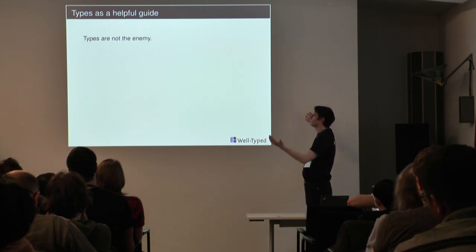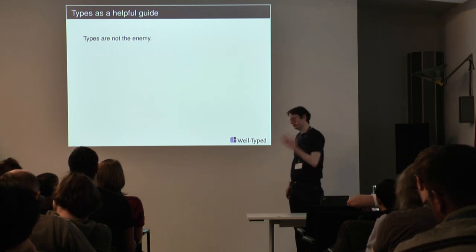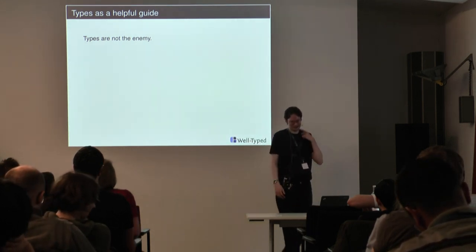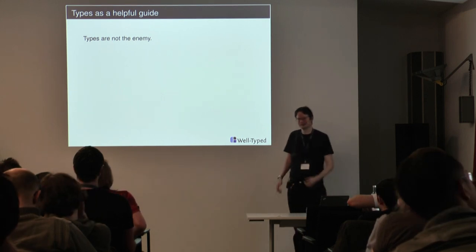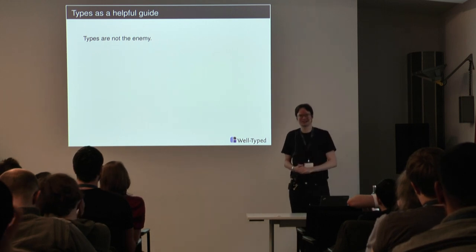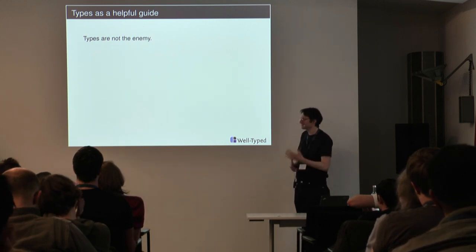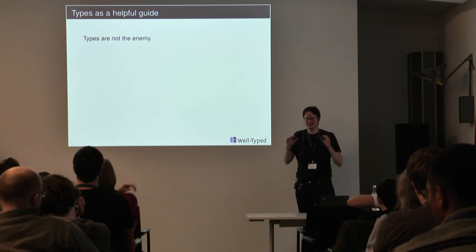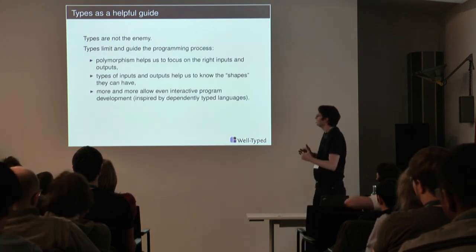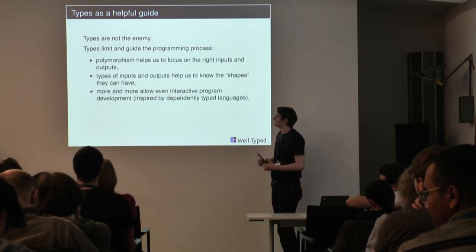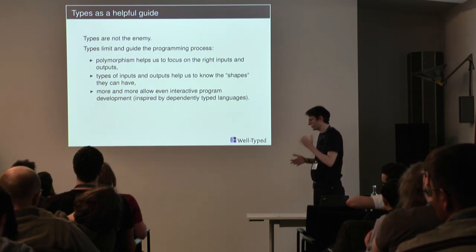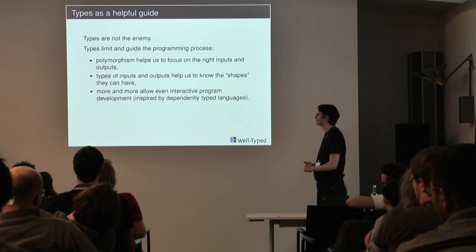In general, the bigger picture is that I always want to say it, we should get away from the still very prevailing idea that types are the enemy, right? I mean, that we have to fight the compiler to get our program accepted, and that we should instead see types as helpful guides that actually direct us gently into the right direction. And it's really by limiting what we can do, the types give us hints as to where we should concentrate, what we should do, how we should actually write our program.